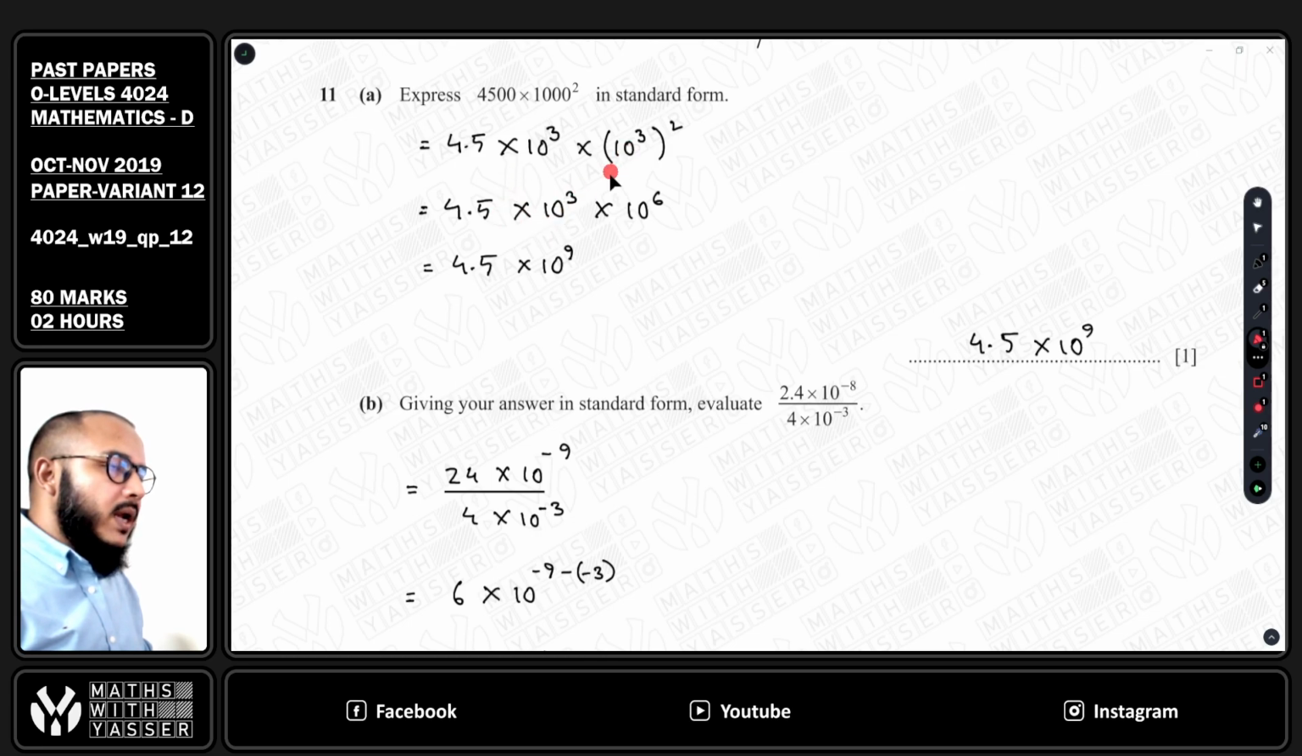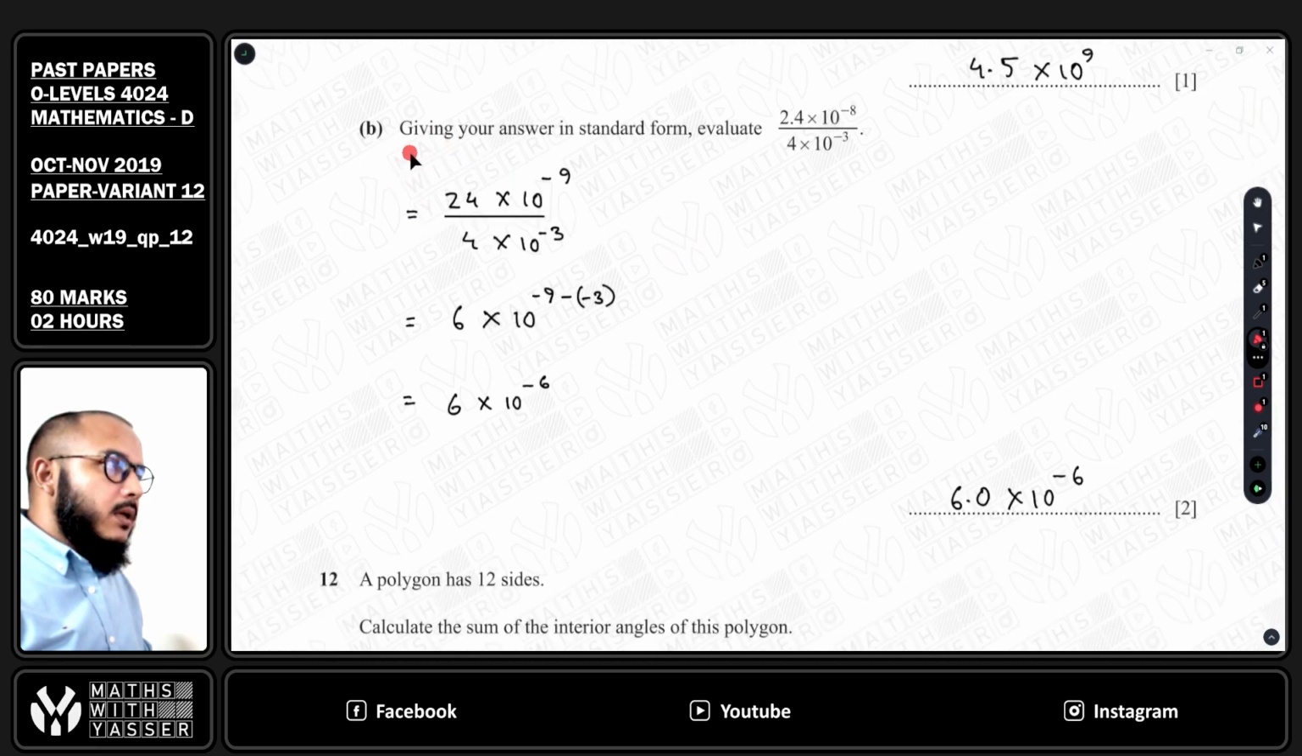Next, what I can do is this will remain as it is, 4.5 times 10 cubed, and these two powers will get multiplied because the power is outside the bracket. So this will become 10 to the power 6. And since we are multiplying and these two numbers are the same, we can add these powers. So that will be 4.5 times 10 to the power 9. And that is your answer in standard form.